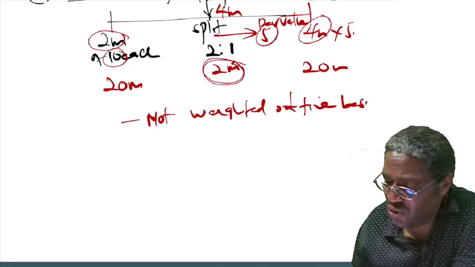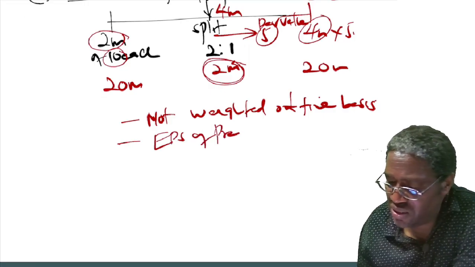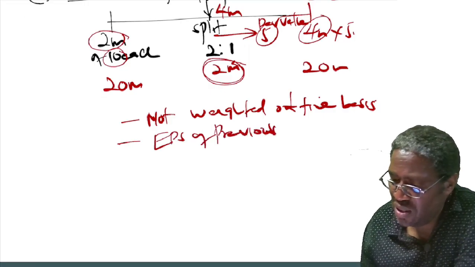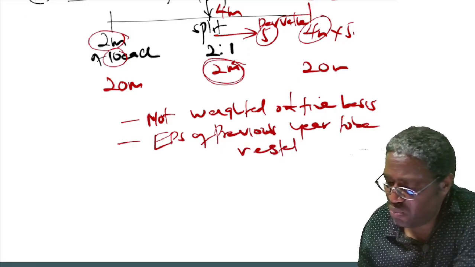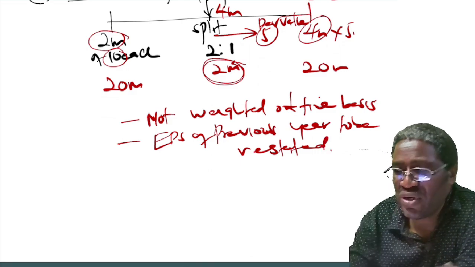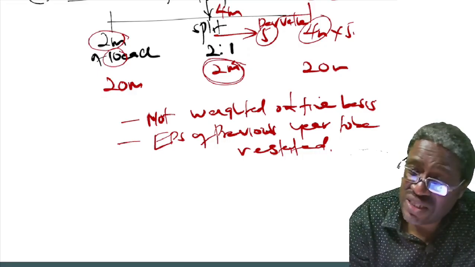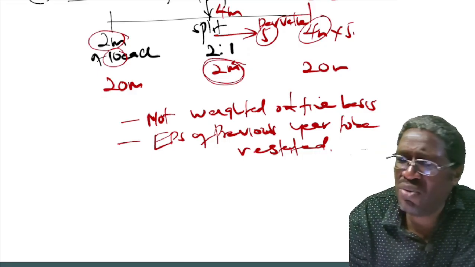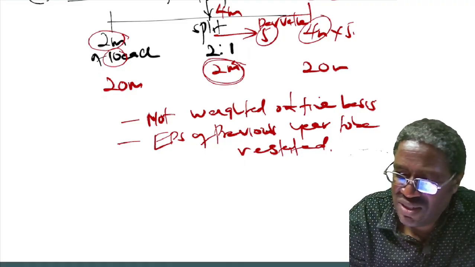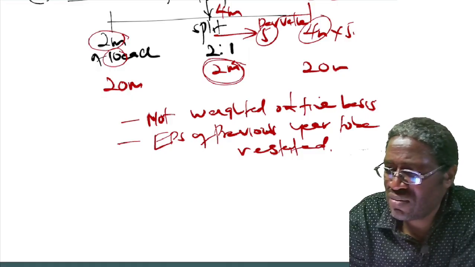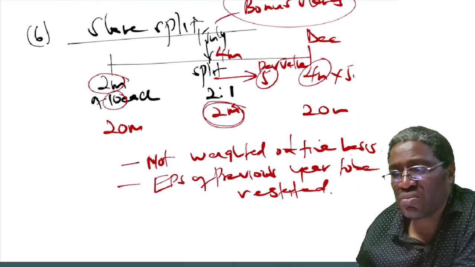Then what was the other rule for bonus? The EPS of the previous year to be restated. That one I don't have to repeat. I've already explained it when we were discussing the bonus. You take the earnings last year plus the number of shares last year plus the bonus element in the current year. Same. That's all we can say about share split. It doesn't have many complications.